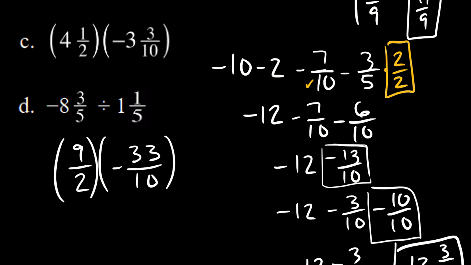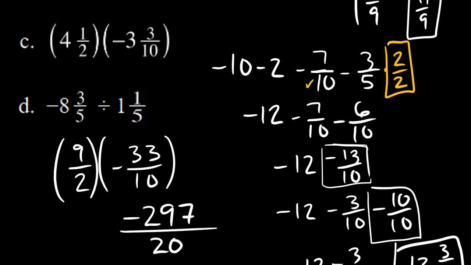All right, so let's clean this up. I don't see anything really happening here. 33 divided by 2 is not a whole number, right? And 9 over 10, there's no common factors there. So I think I'm going to just go ahead and go 9 times negative 33, which is negative 297. And then I'm going to multiply 2 times 10, which is 20.